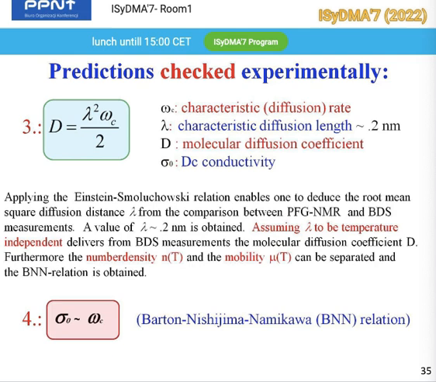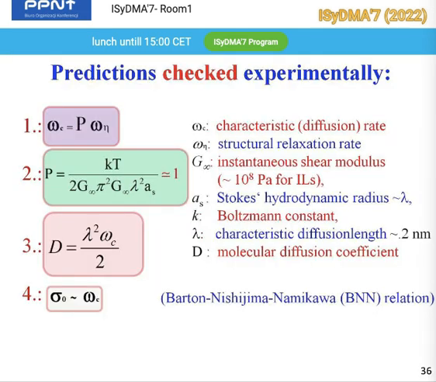If I summarize this, we checked also, of course, many more details, but because of time, I cannot show this. And in all these checks we carried out, we came to the conclusion that the predictions based on the diffusion theory of Einstein and Smoluchowski are very well fulfilled.